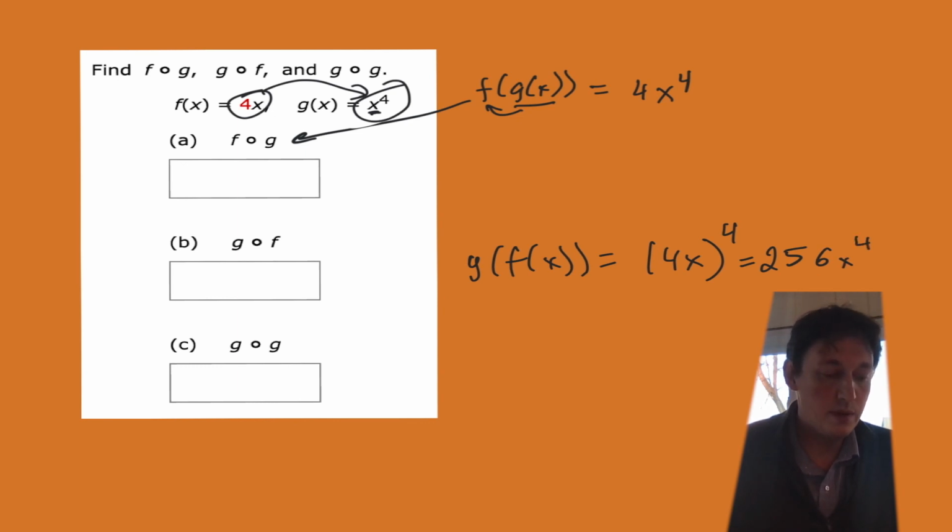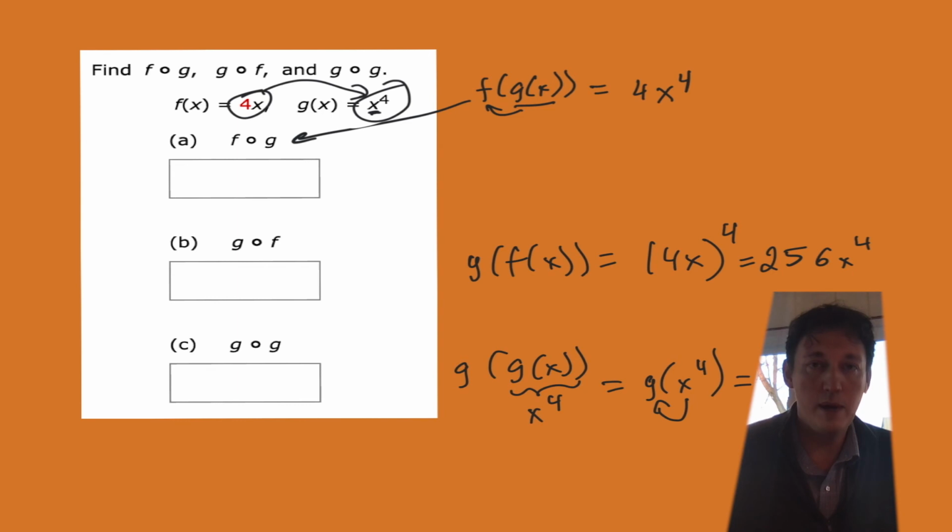And then the last one, we're going to take g of g of x, which means take g of x and plug it into itself. So instead of this g of x, I'm going to write x to the 4th, which now this question just becomes g of x to the 4th. Now I'm going to take x to the 4th and plug it into g again, which was x to the 4th. So x to the 4th replaces x, and then I still have to the 4th power. Whenever you take a power to another power, you multiply, which is x to the 16th.